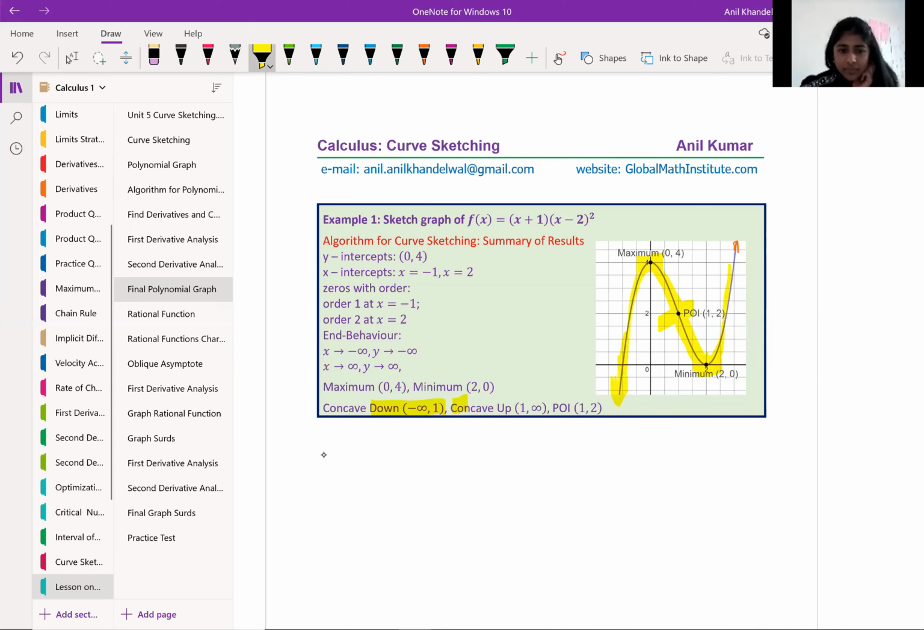Perfect. Okay. Amy, can you tell me about concavity? Concave down would be from minus infinity to 1, and concave up from 1 to infinity. Perfect. And point of inflection? At x = 1. Now, does your calculation show that this should be your answer?